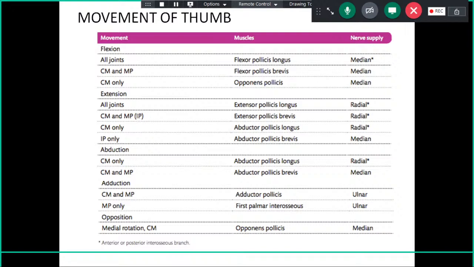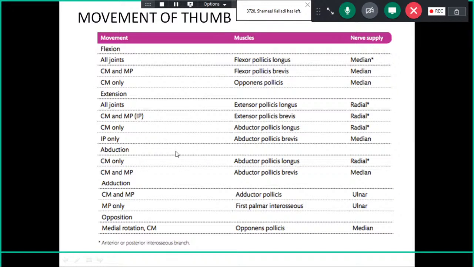Okay, so just summing up, we have already seen that before. Flexion at all the joints is by flexor pollicis longus. At the carpometacarpal and metacarpophalangeal joints, it is by the flexor pollicis brevis. And flexion is assisted by opponens pollicis at the carpometacarpal joint.